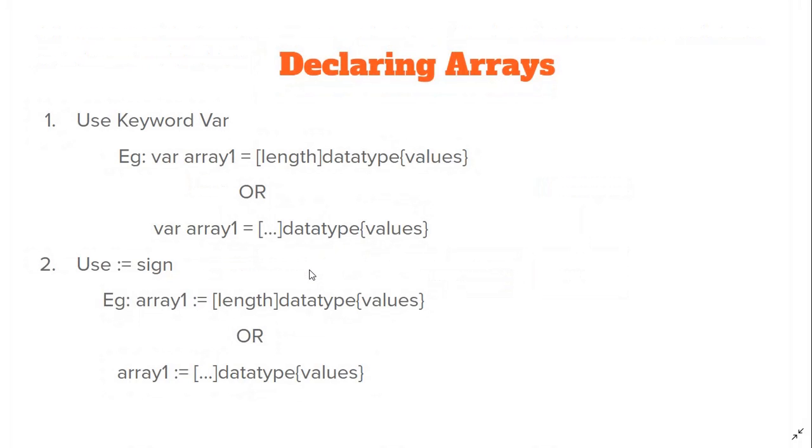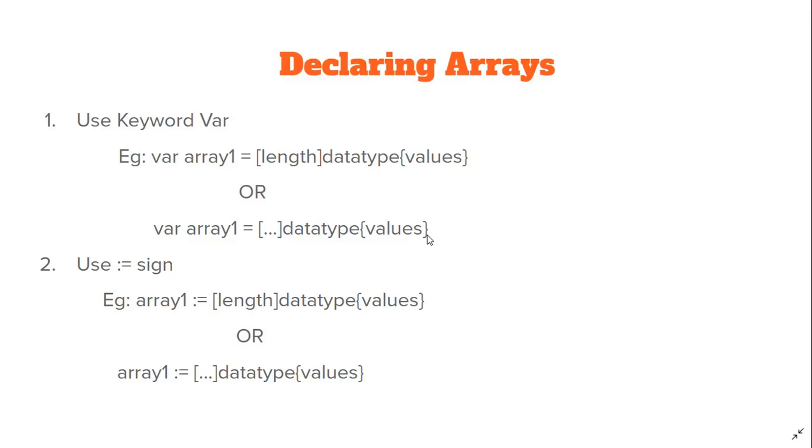Next is declaration of an array. We can declare an array with different methods. By using the keyword var, we can declare one array. For example, var, then the array name and the length of the array, then the data type which we can store inside the array, and we can initialize it here. Another method is the same as the first one: var and then the array name, with the length, the data type and the values.